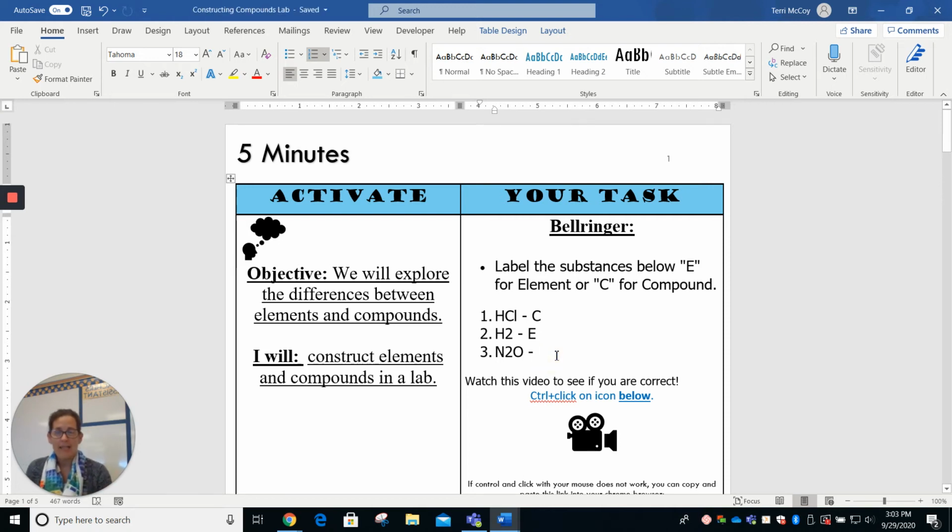Number 3 says N2O. So N2O, how many capital letters do you see right there? Here we have a capital N, and here we have a capital O, so we have two capital letters. If we have more than one capital letter, we automatically know it's a compound. So we're going to put C for compound right there.